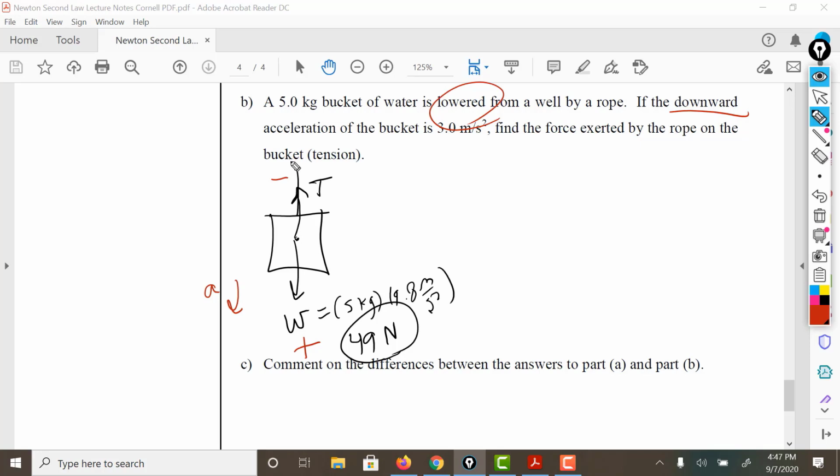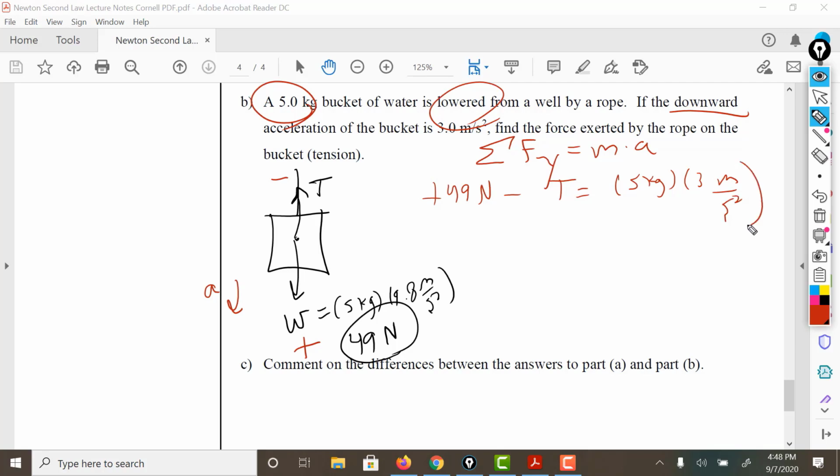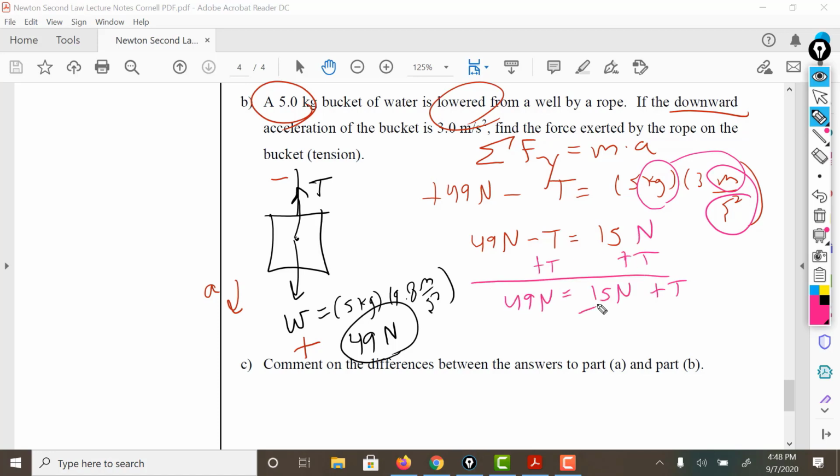Now let's set up Newton's second law, like we said it was. We have a downward positive 49 newtons. We have a minus tension going up. We have a mass of 5 kilograms, right? They gave it to us. That was a mass. And we have an acceleration of 3 meters per second squared. You catching the idea here? Kilogram meter per second squared, that is a Newton. Subtract 50 newtons from both sides. I get that tension is 34 newtons.